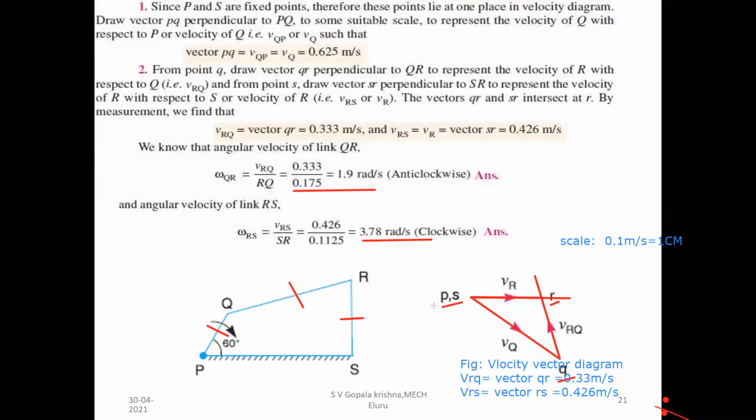Yes, sir. Is it the velocity vector diagram? Okay, tell me how to put the directions.